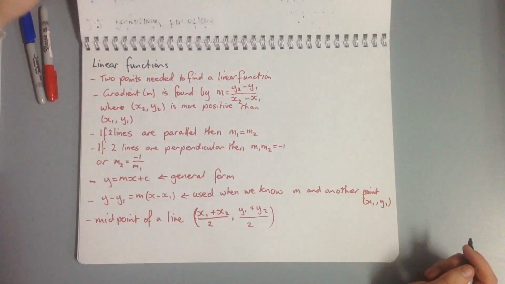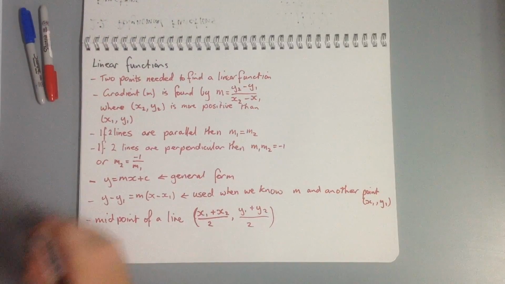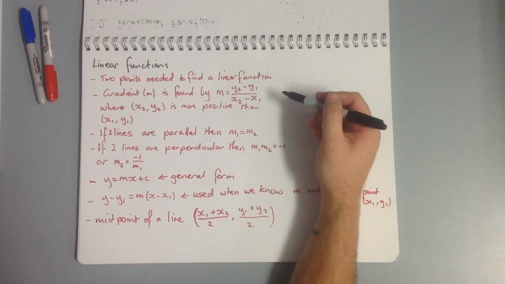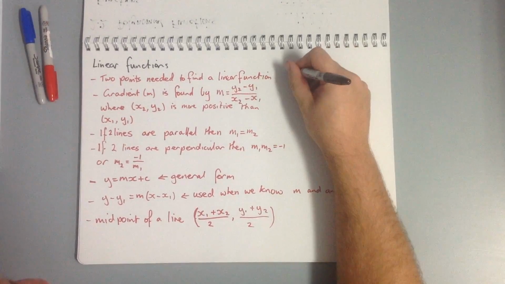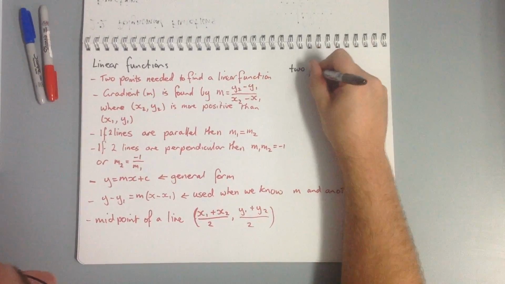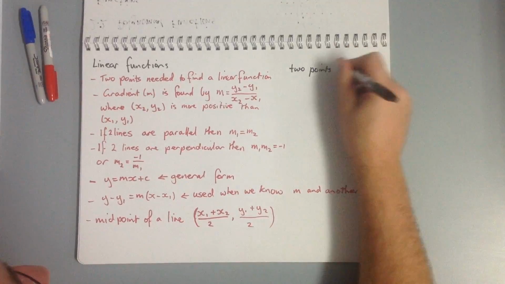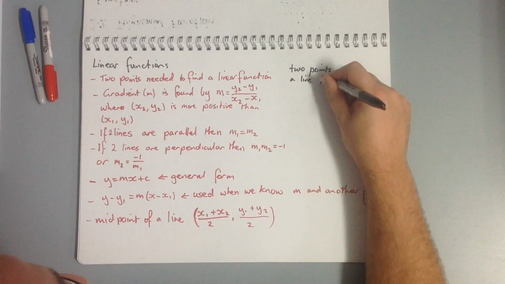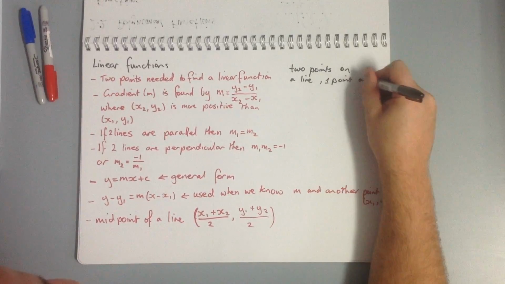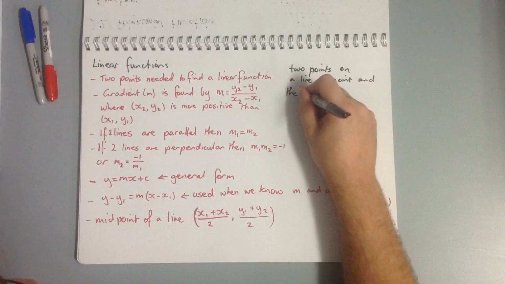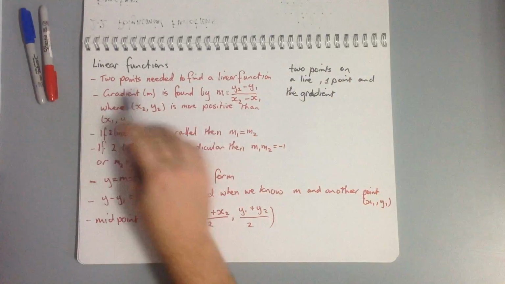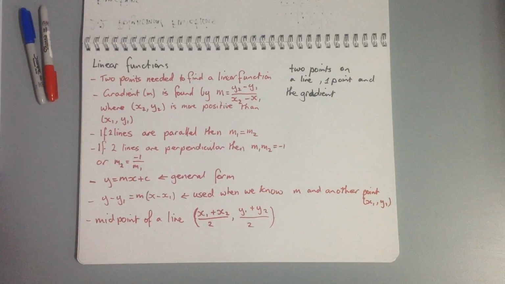Okay, so linear functions. We need 2 points if we're going to find a linear function. We can't just have one thing. Our 2 points could be 2 points on a line, or it could be 1 point and the gradient. So by 2 points, you really need 2 points of information. So it could be 2 points along the line, or it could be 1 point and the gradient.